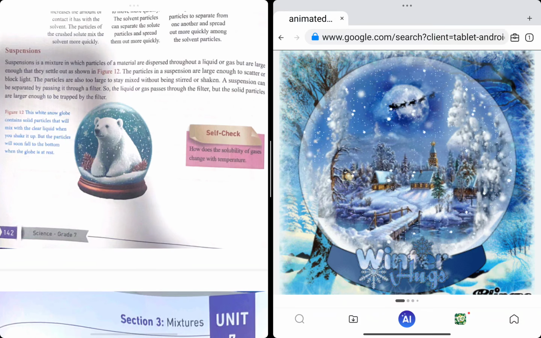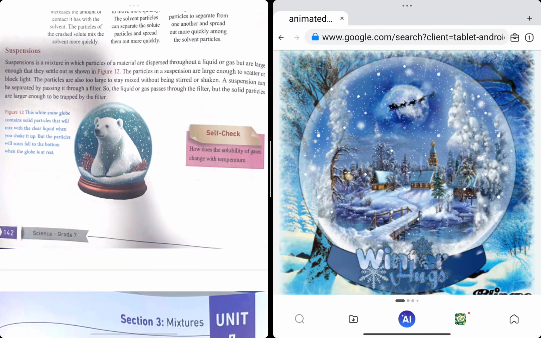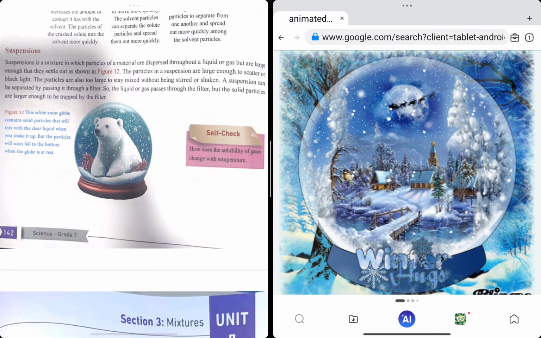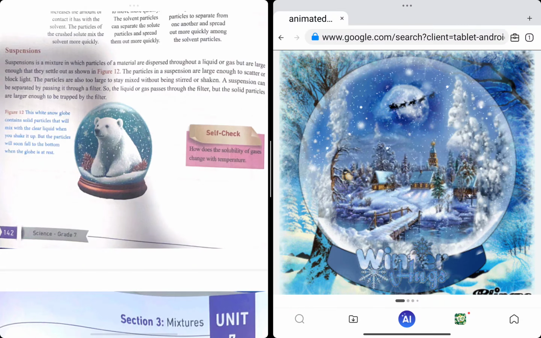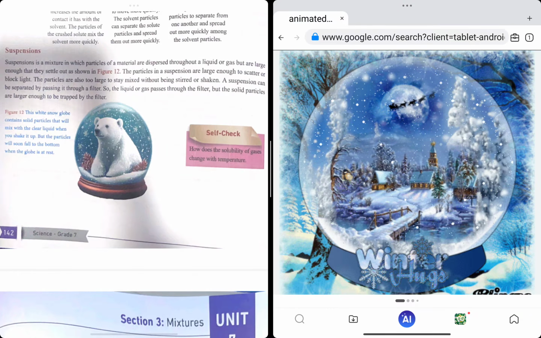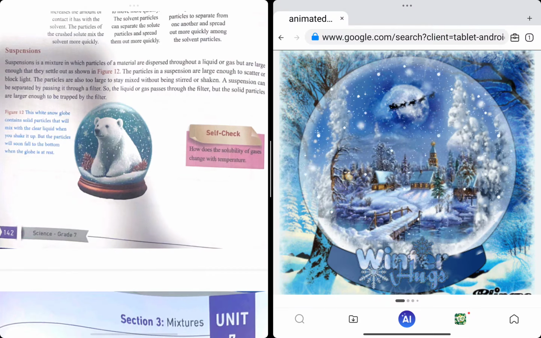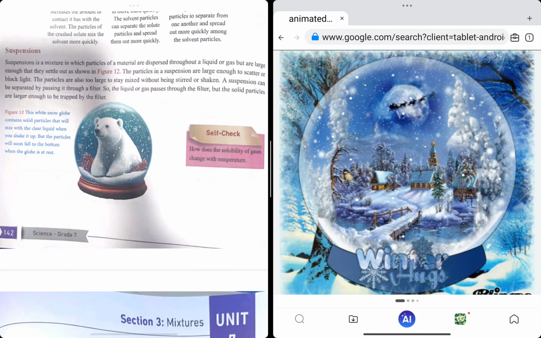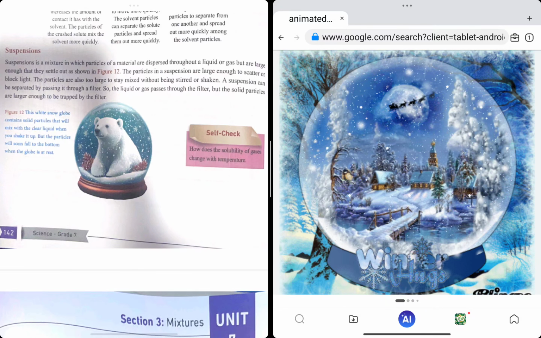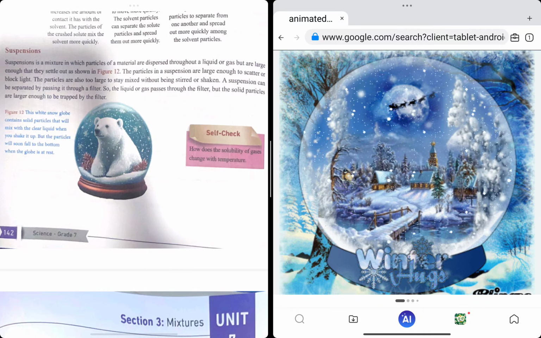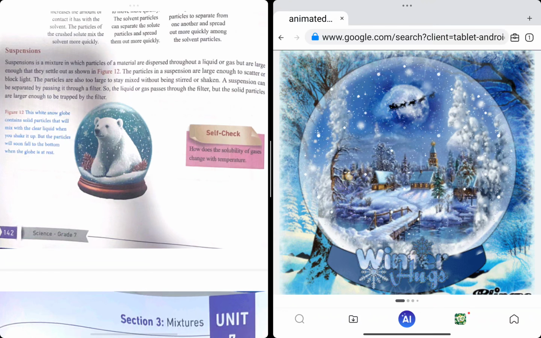Before we start, I would like to remind you of what we studied in the previous lesson. We studied solutions that are made of solute and solvent. We also studied solubility, and the factors that increase solubility, like mixing, heating, crushing, and pressure. In today's lesson, we will study the types of solutions and we will study mixtures.